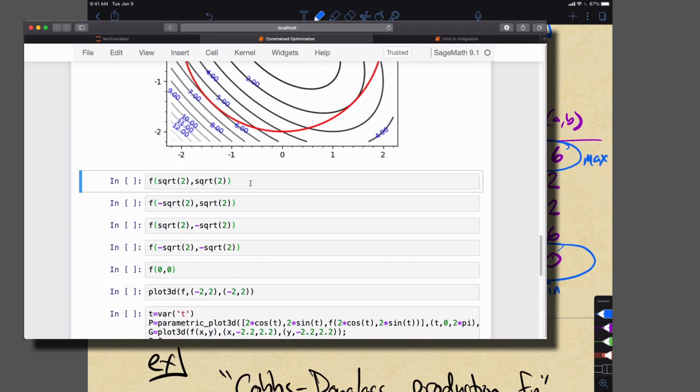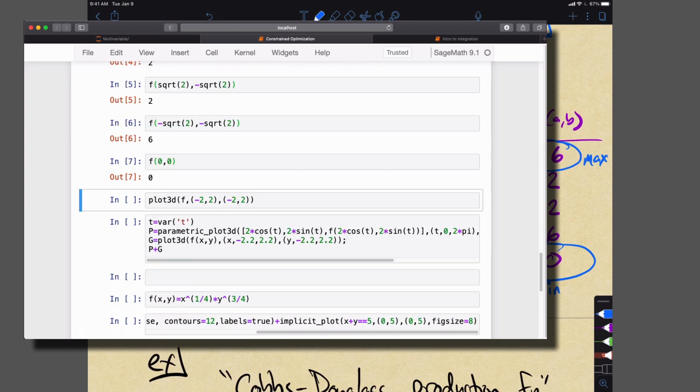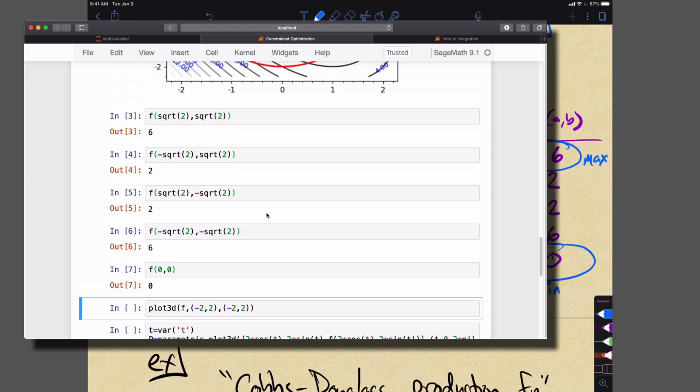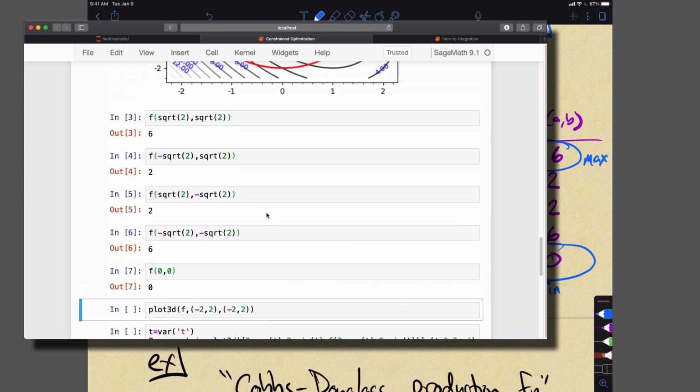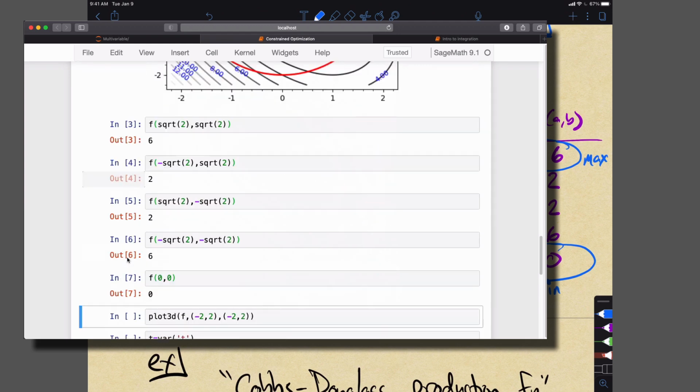So let's let Sage do all the work and compute these 5 values for us. And we see that the z-value is 6 in the northeast and the southwest. You can see that here on the contour plot. The z-value is 2 in the northwest and the southeast, and our critical point in the middle has a value of 0.